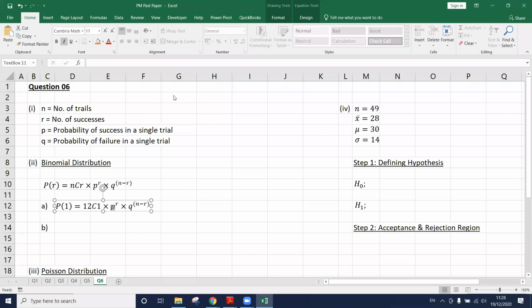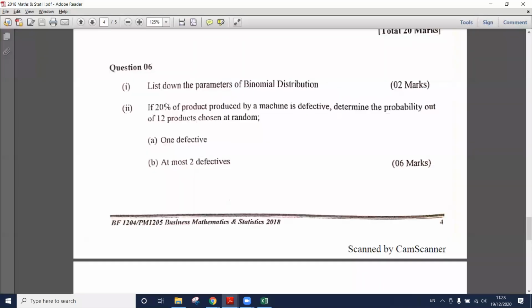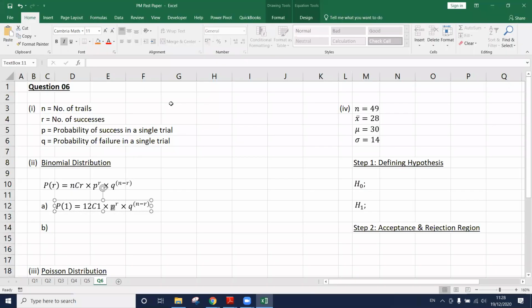20% of the product produced by a machine is defective. Therefore, our p value should be 0.2, to the power r, r value is 1. What should be the value of q if p value is 0.2? We know p plus q should be equal to 1. So if p is 0.2, q is 0.8. N value is 12, r value is 1. So what should be our final answer? The final value should be 0.2602. That is the answer for part A.